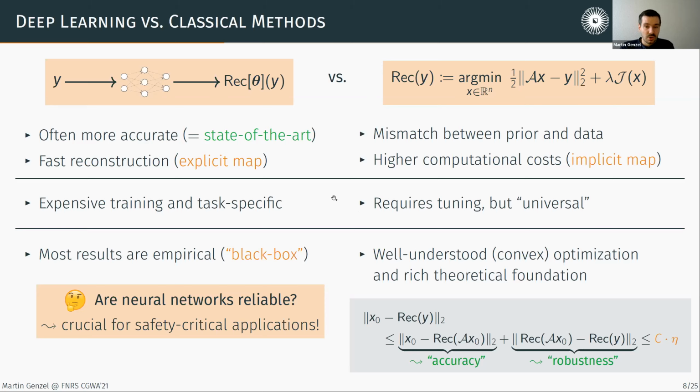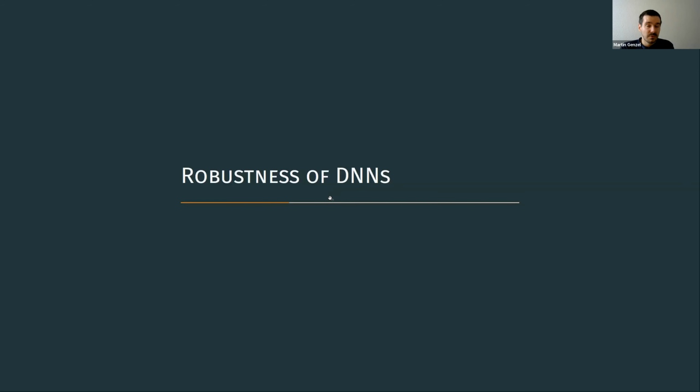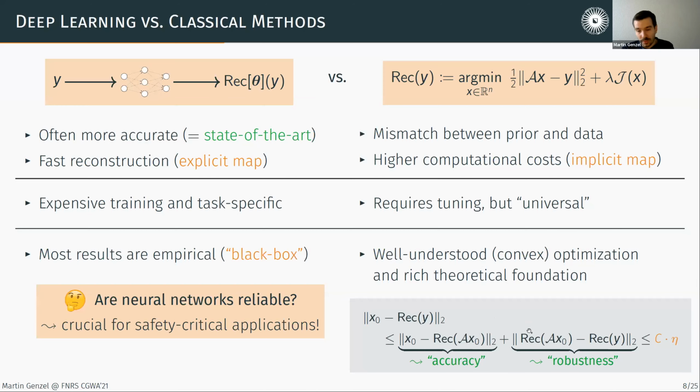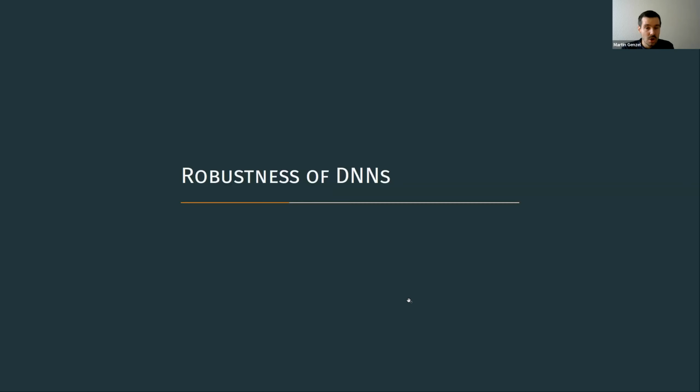Okay, so that basically finishes this introduction. And now I will focus on these two terms. So I will start with the robustness term and then move on with this case study and this AAPM challenge on accuracy. Okay, so let's speak about robustness.